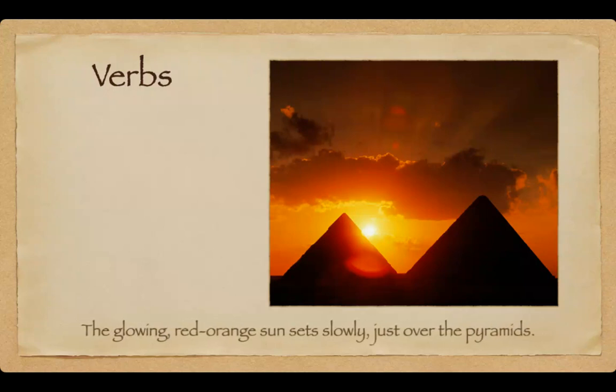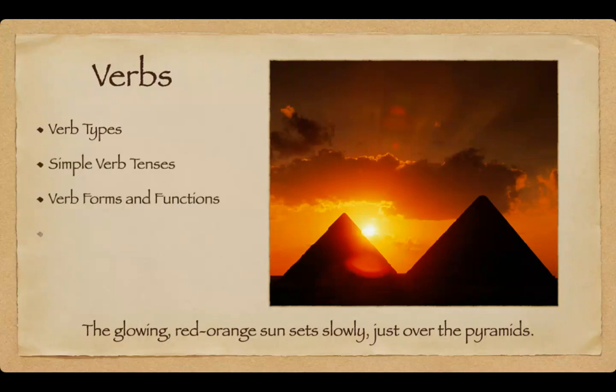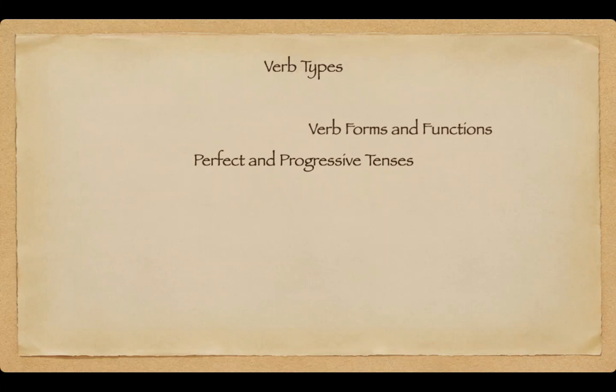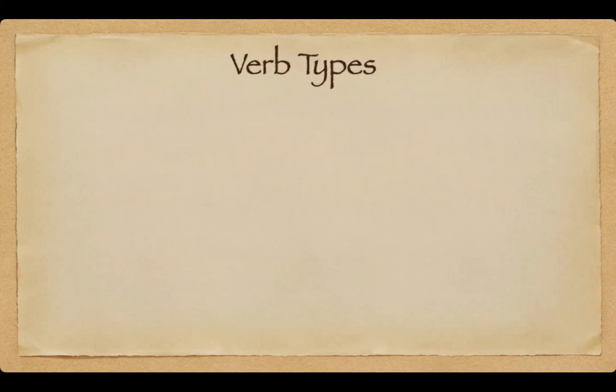The glowing red-orange sun sets slowly just over the pyramids. So much better. In this lesson, we'll learn about verb types, simple verb tenses, verb forms and functions, and perfect and progressive tenses. Let's start with verb types, of which there are three: action, linking, and helping.